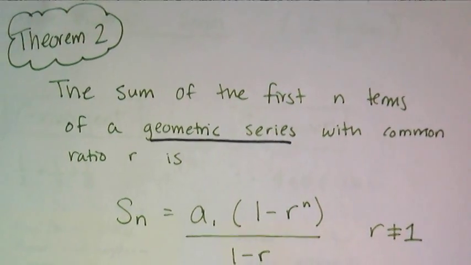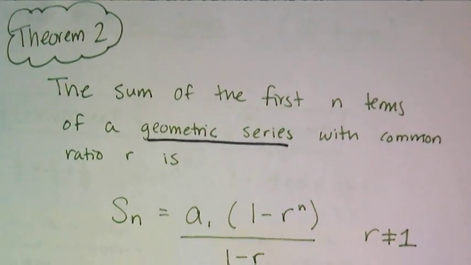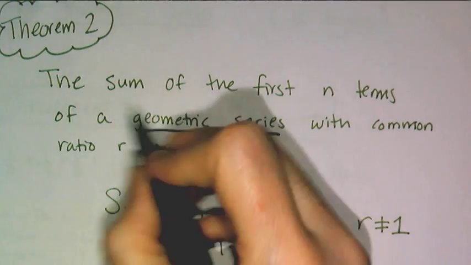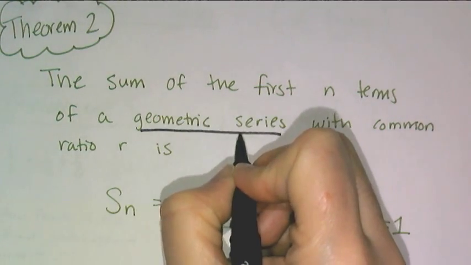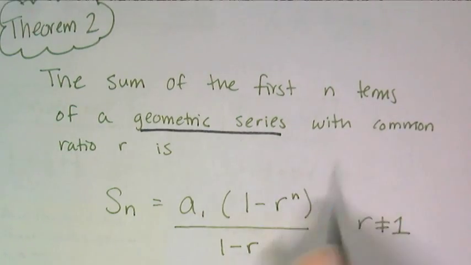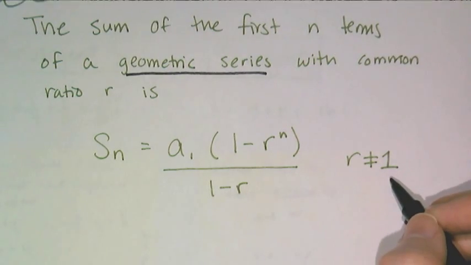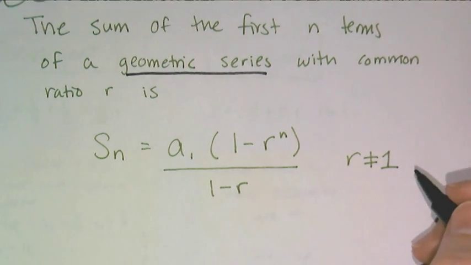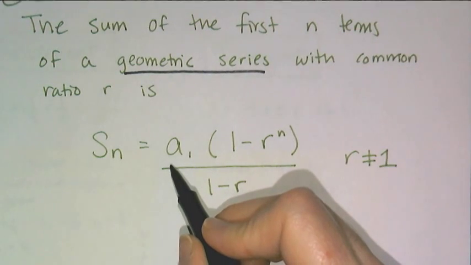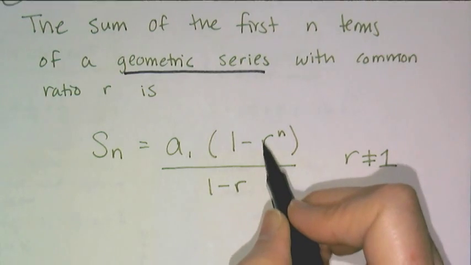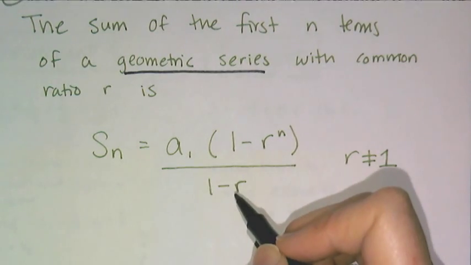Now let's move on to the second theorem. This one is also a formula for the sum of a finite series, in this case the geometric variety, and therefore it has a common ratio of r. In this case, the common ratio can't be 1 because then it's a totally boring series. And it's the sum, the partial sum is the first term times the quantity 1 minus r raised to the n, all divided by 1 minus r.